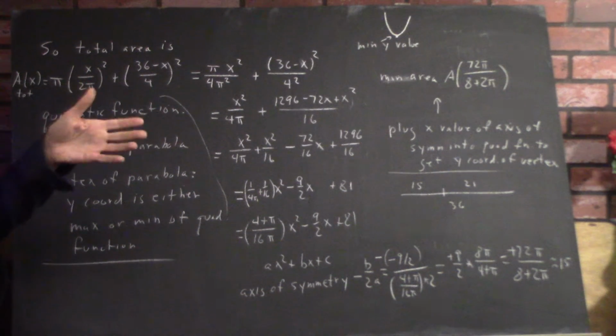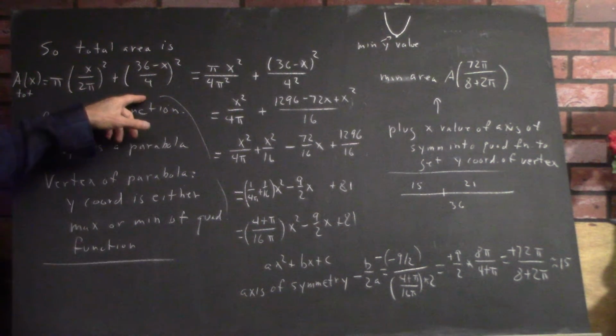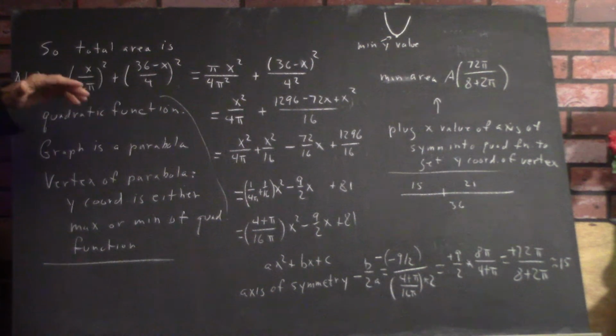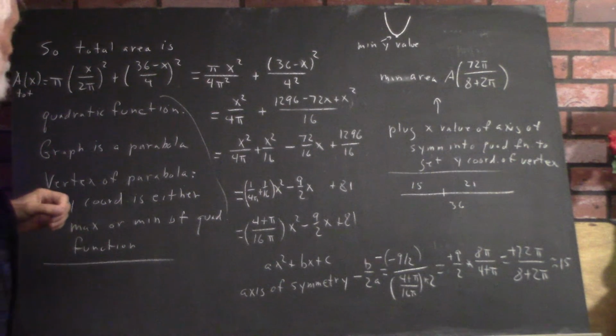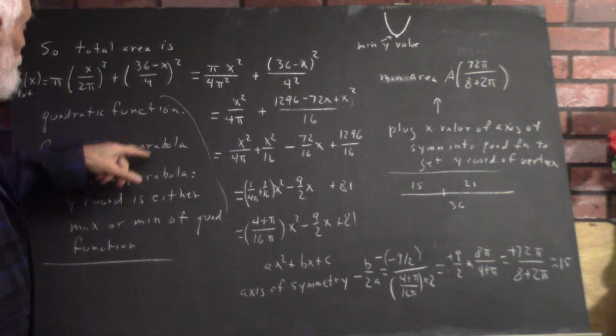Now, what's our goal here? Our goal is to find the minimum total area. So we want to find the minimum of this. Now, there are calculus techniques for doing that, but we don't know the calculus. We don't have those techniques available to us. But we know this is a quadratic function, so what do we know about its graph? It's a parabola.